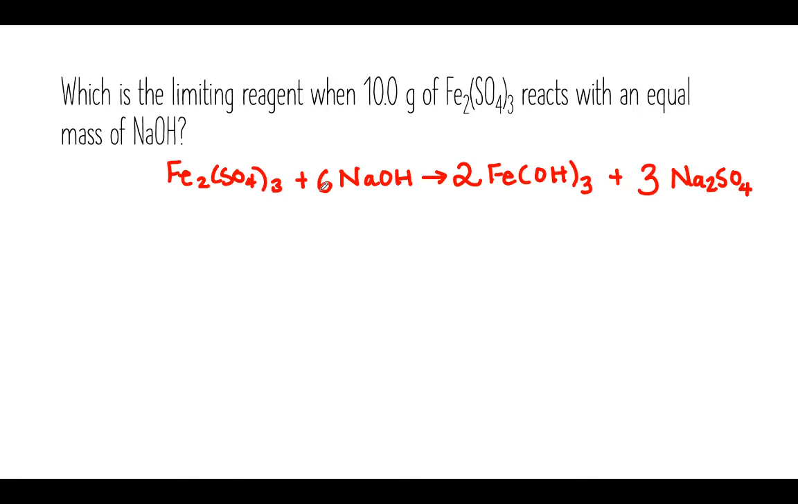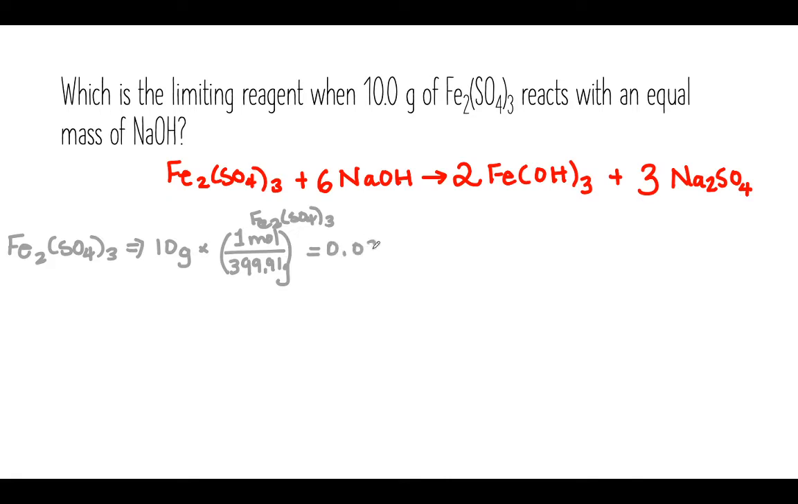Now we're going to start off, as always, by finding the moles of whatever that we are given. I'm going to use a different color for each different compound. So for Fe2SO4 I'm going to use gray. Let's find the moles of Fe2SO4. So 10 grams divided by, so for every 1 mole of Fe2SO4, there are 399.91 grams. And if I do this calculation, I will get 0.025 moles of Fe2SO4. So this is how many moles of Fe2SO4 I have available.